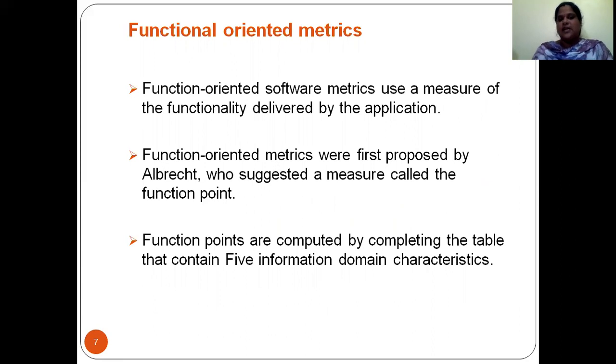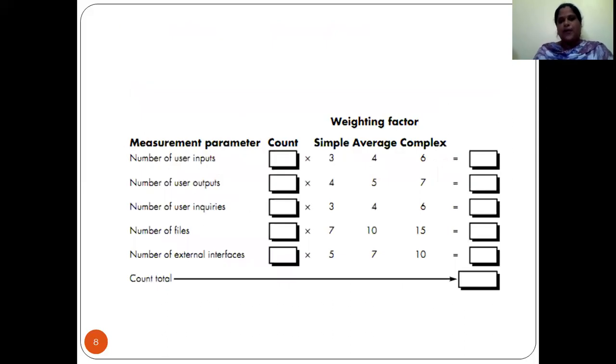Okay. First we will suggest a measure, and that measure we are suggesting is called the function point. That function point is computed using a table, and in this table we will have information according to our domain characteristics. Whatever domain characteristics you are taking, according to that you will have information in this table. Now here you can see how you are measuring: measurement parameter, count, and simple, average, complex. Okay, it is simple or average or complex. These are the weighting factors you take when you are measuring a software project.